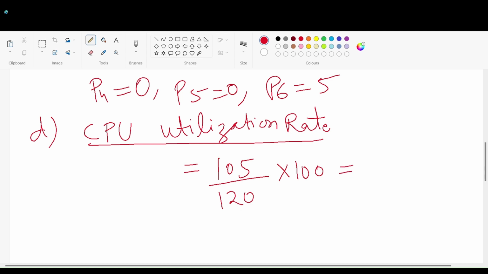So this is the formula to calculate the CPU utilization rate. 105 multiplied by 100 and divided by 120 will be 87.5%. So this is the CPU utilization rate. In this whole scenario, the CPU was utilized 87.5%. See, how much time did the CPU run? The CPU ran during the whole process for 105 units. The total time taken was 120. So 105 divided by 120 and multiplied by 100, you will get 87.5%. So this is called the CPU utilization rate.